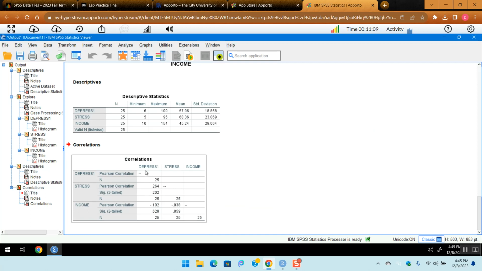This is the lower triangle, so you have no duplicates, right? Obviously, the diagonal is just n, so you're going to ignore that. It just tells you 25 people are in each of the conditions here, in each of these correlations.